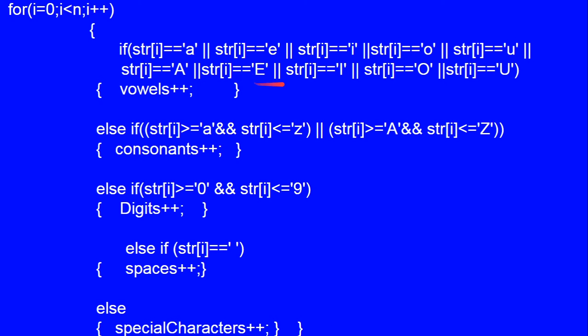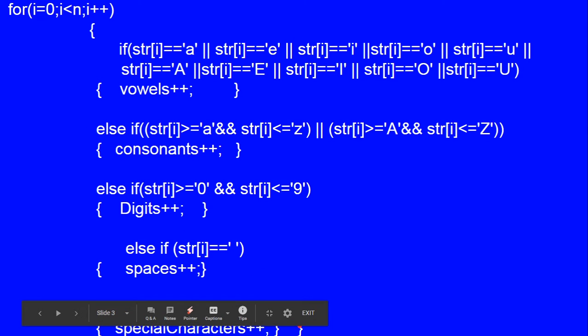Capital A, E, I, O, U. So whether it is small a or capital A, likewise small e or capital E, small i or capital I, likewise small o, capital O, and then U capital. So whatever these A, E, I, O, U are, they are called vowels. So if str of i, where str is the array that contains the string we are typing through the input screen. So this is the for loop that ends over here.